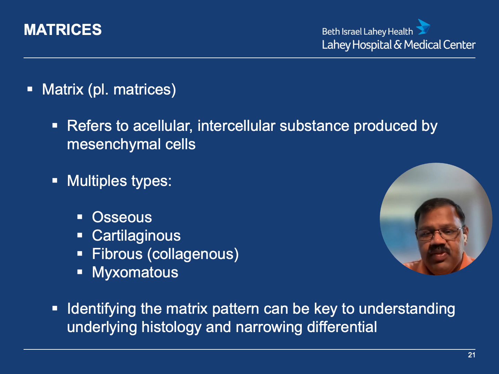You could have cartilaginous matrices, which are seen in cartilage-producing tumors like enchondromas or chondrosarcomas. You can also see fibrous or collagenous matrices that are seen in fibrous tumors, and myxomatous matrices, which are seen in myxoid-type tumors. So regardless, based on what the actual appearance of the matrix looks like on radiographs, you can have a better idea of what the differential diagnosis may be of the underlying lesion. So we'll go through some examples here in just a second.